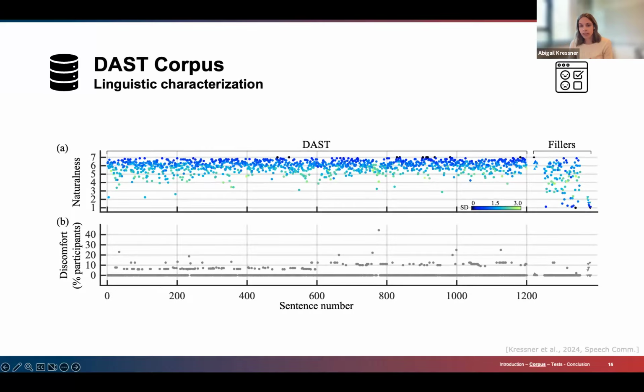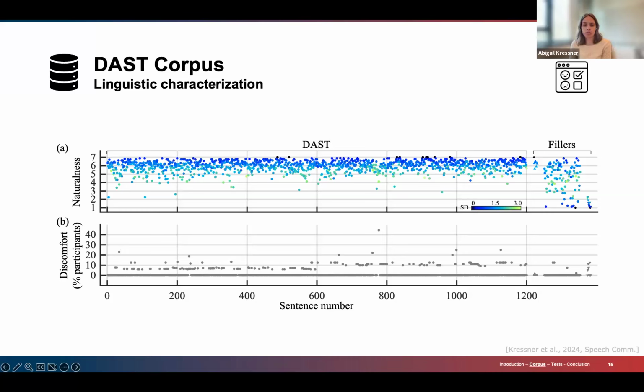Just to give you a brief idea of the results from the linguistic evaluations, I'm showing some of the analysis here. This figure shows naturalness and discomfort ratings obtained from an online survey with more than 800 participants. Listeners were asked to judge individual sentences from the DAST corpus based on how natural they sound, so that's the top plot, and whether they contained any uncomfortable or unpleasant semantic content, that's the bottom plot.